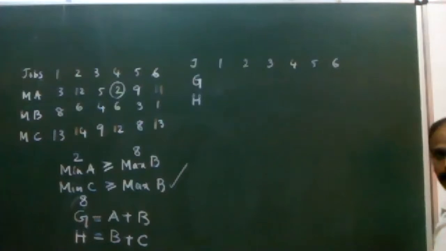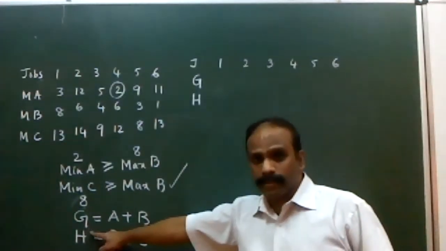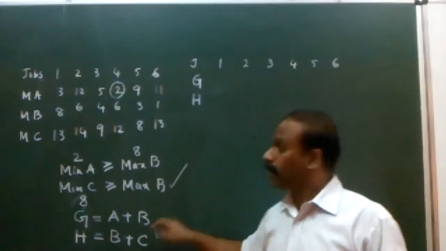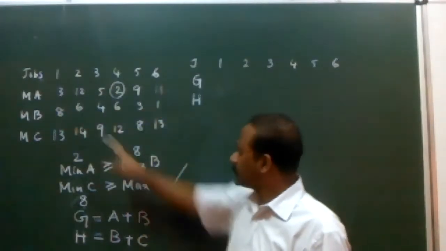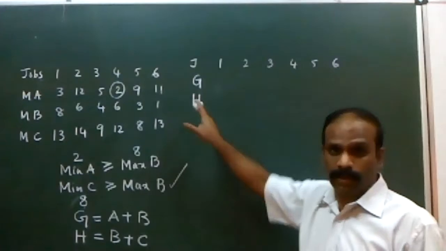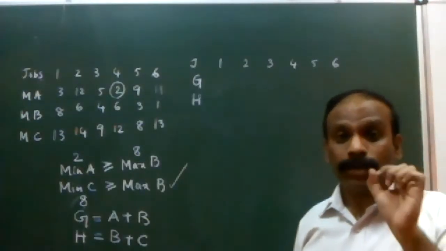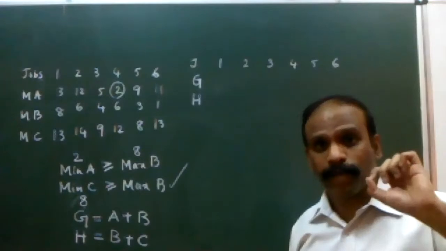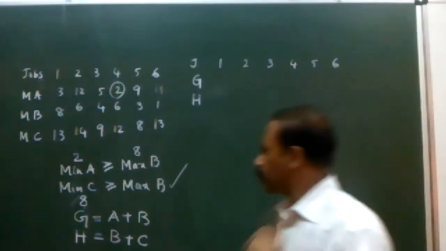Now I am supposed to introduce 2 machines, G and H. If you look at the board, G is nothing but A plus B. Now A is nothing but a set of values and B is nothing but a set of values. So when I am saying G equals A plus B, you are supposed to add the corresponding values of A and B. Okay, how do we add the corresponding values? Please look at the board.